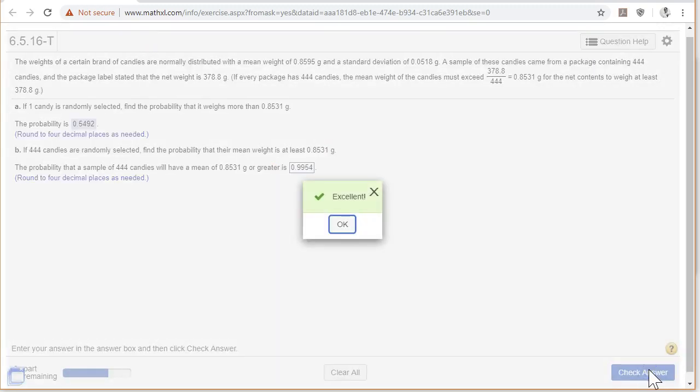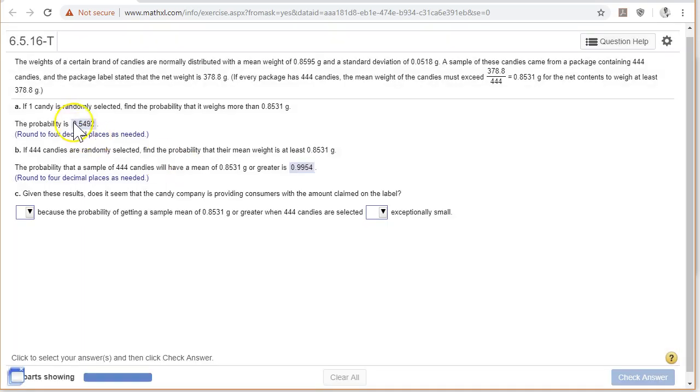And that's our value. So if we just pick one candy randomly, there's about a 50% chance that its weight is going to be bigger than 0.8531, but if we get a group of 444 candies, then it's almost guaranteed that the mean weight is going to be bigger than 0.8531.